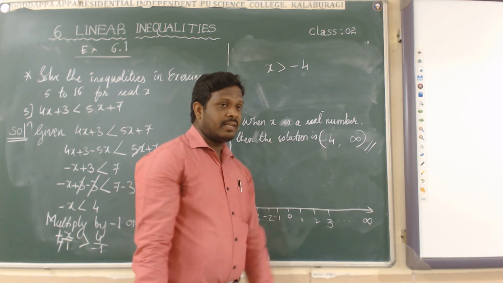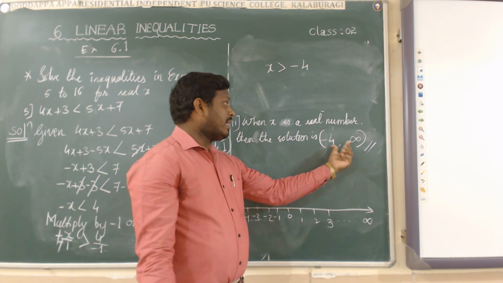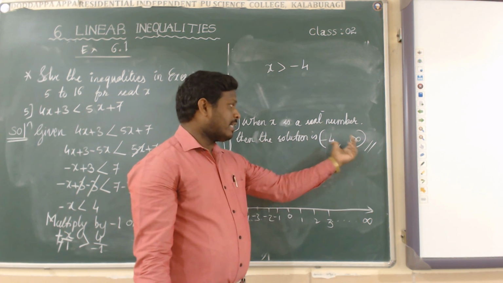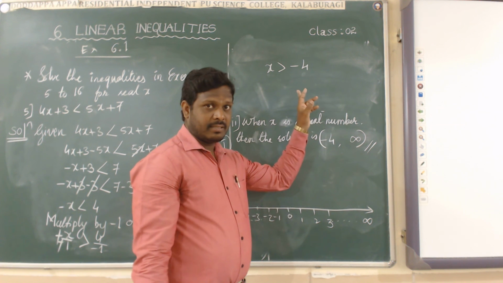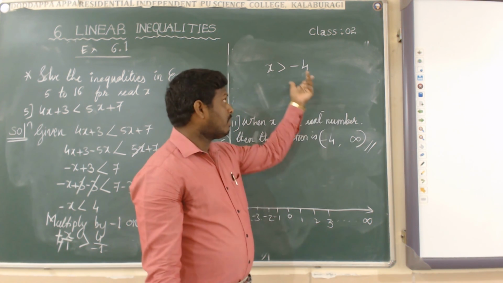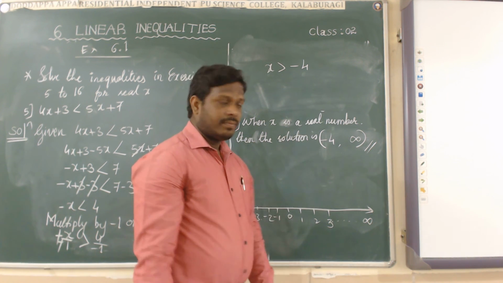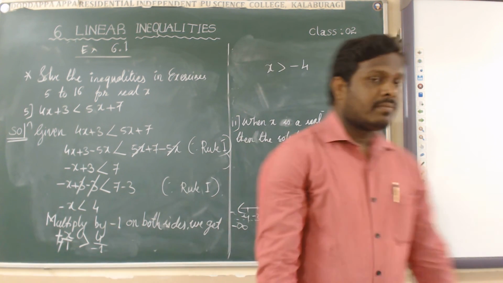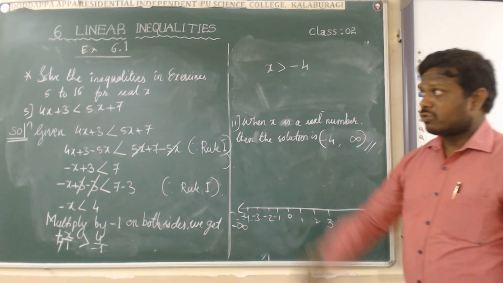What does this one mean? Excluding the extreme values, that is both end values of x. Then in between minus 4 and infinity, the values of x are there. Okay, this is the way of doing the solution of the given question.